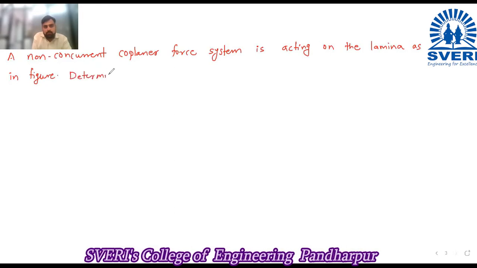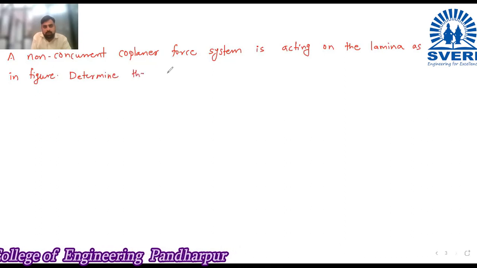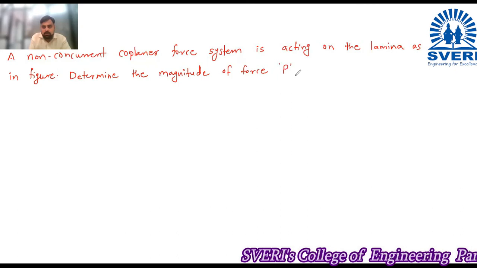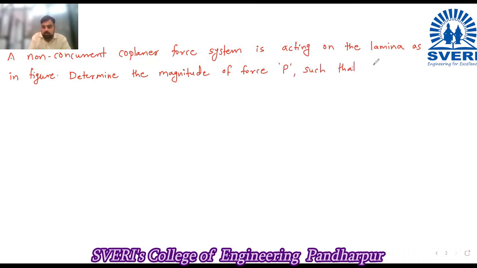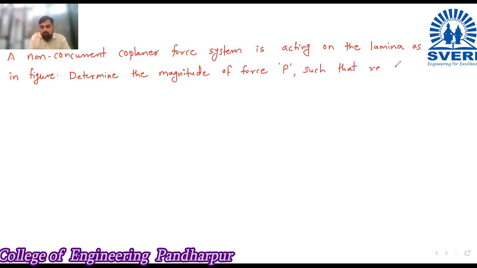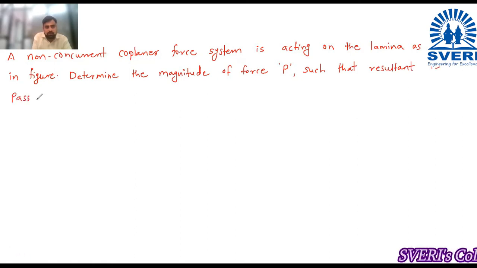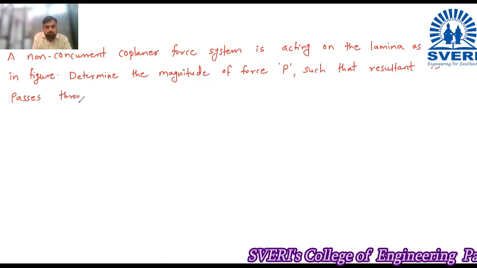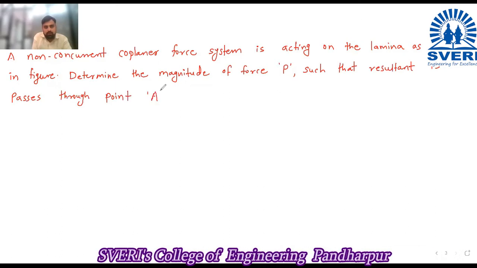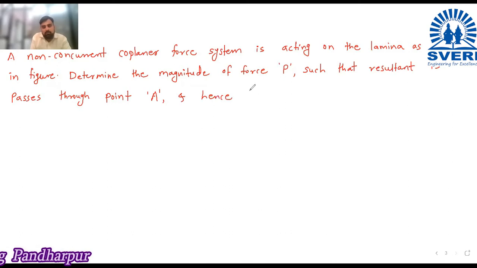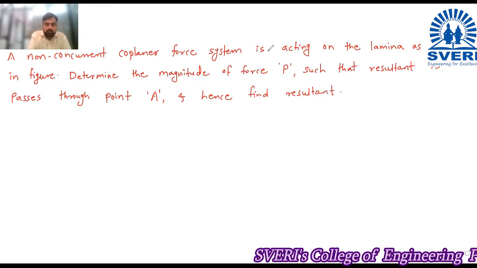Determine the magnitude of force P such that the resultant passes through point A, and hence find the resultant. Now I will draw the diagram. The diagram is also given.